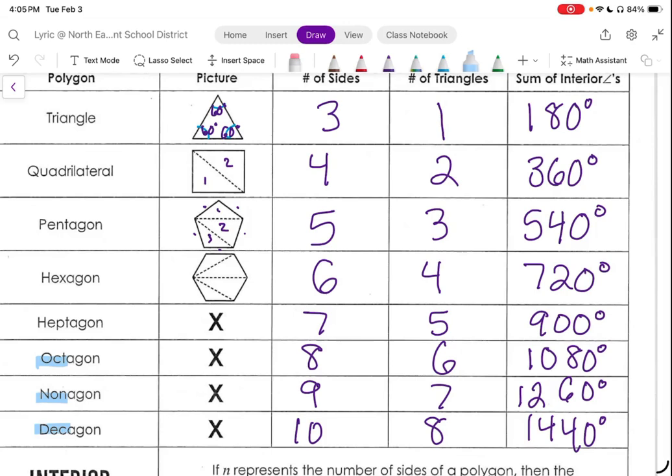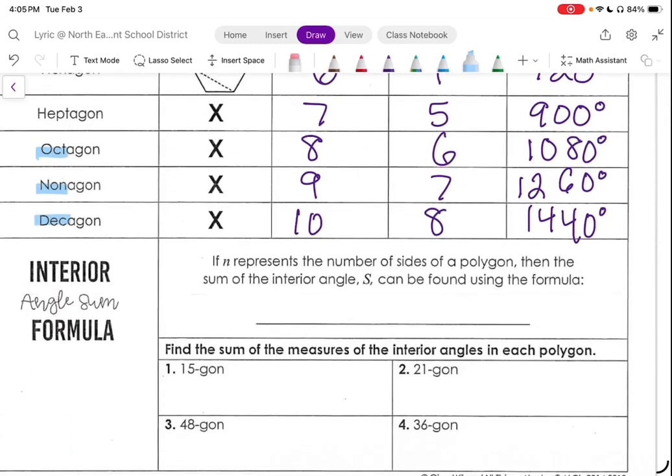Okay, next we're moving on to the interior angle sum formula. So we can find the sum of the interior angles of any polygon using this formula. It says if n represents the number of sides of a polygon, then the sum of all the interior angles, s, can be found using the formula s equals 180 times parentheses n minus 2. Remember, n being the number of sides.